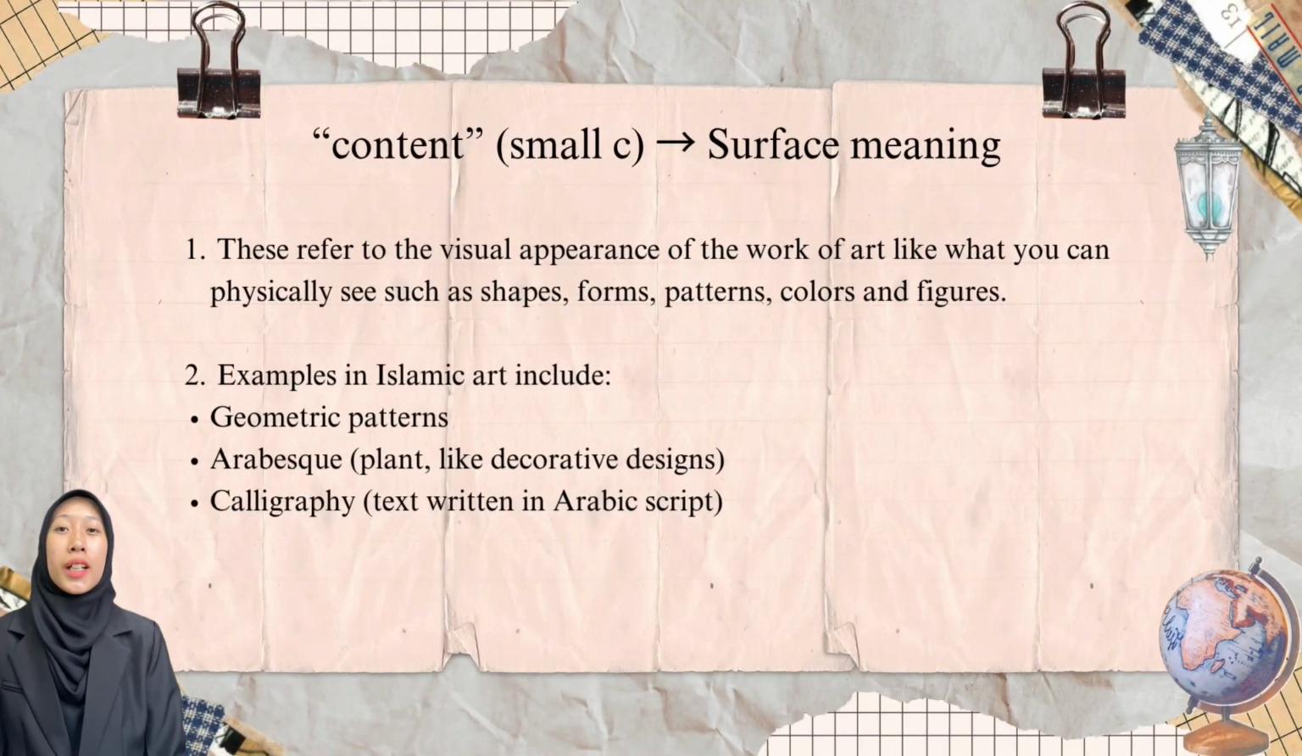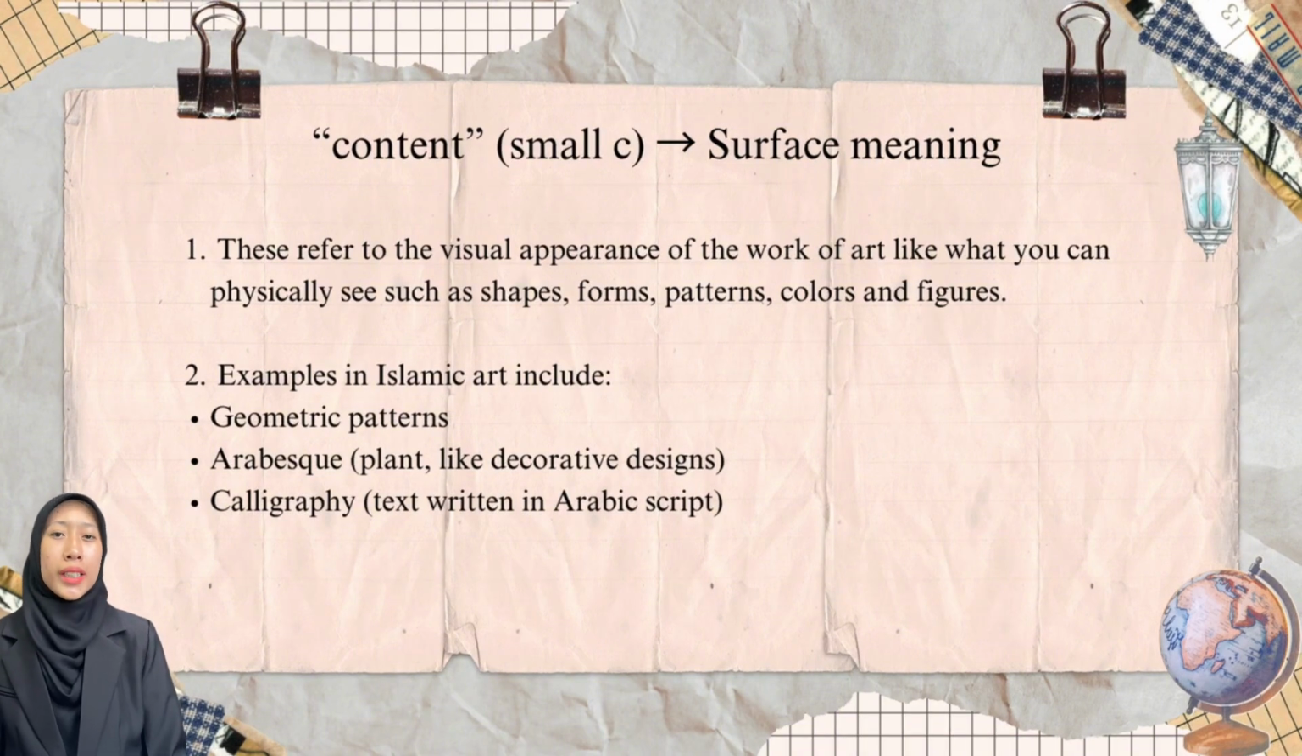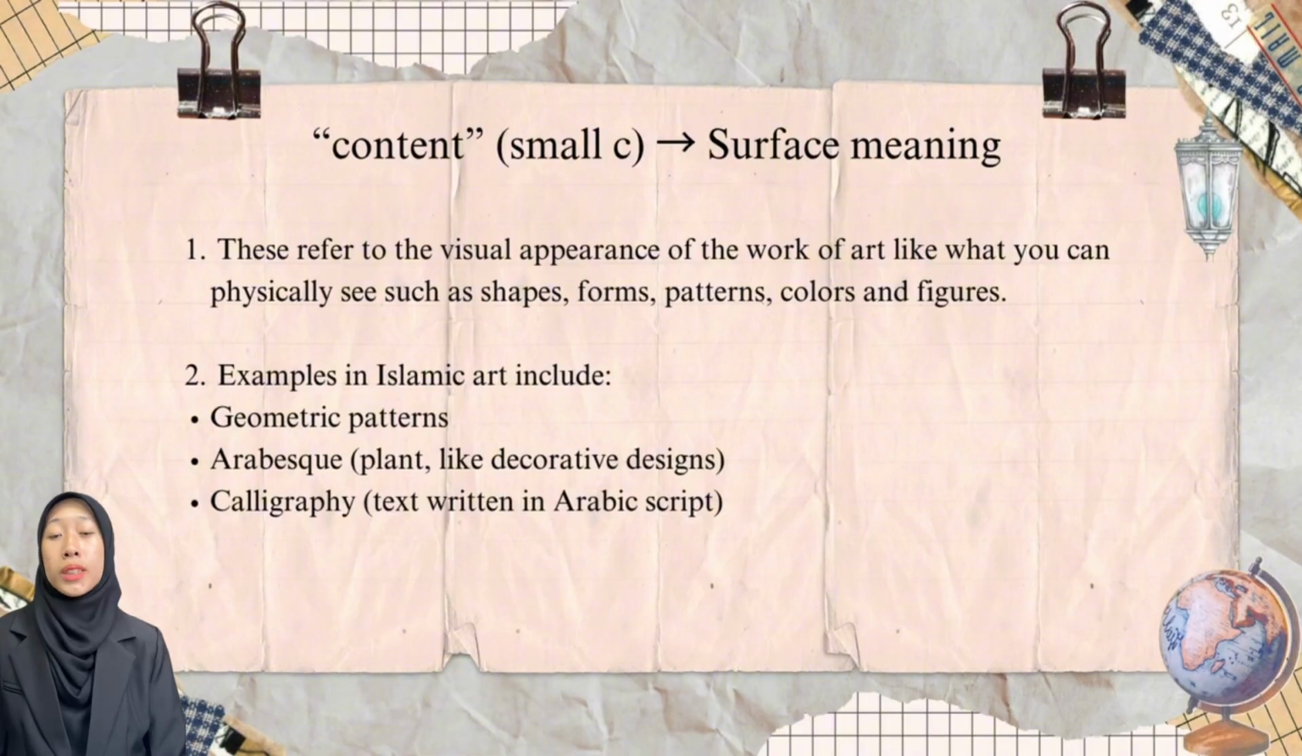So for this page, it shows content with small c, which means a surface meaning. This refers to the visual appearance of the work of art, like what you can see physically, such as shapes, forms, patterns, color, and figures. For example, in Islamic art, it includes geometric patterns, arabesques, like decorative design, and also calligraphy, which is text written in Arabic script.